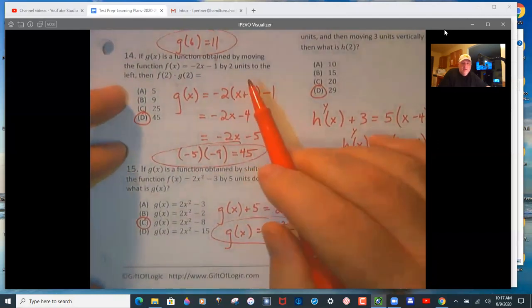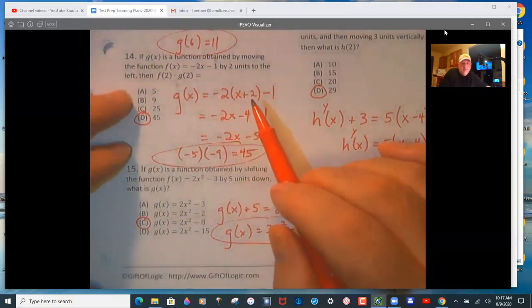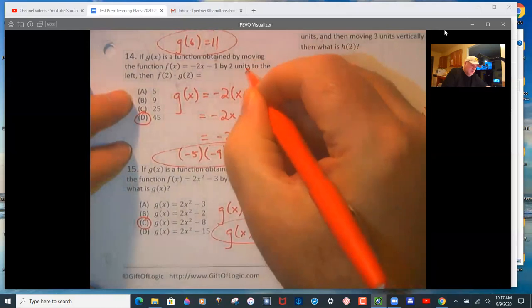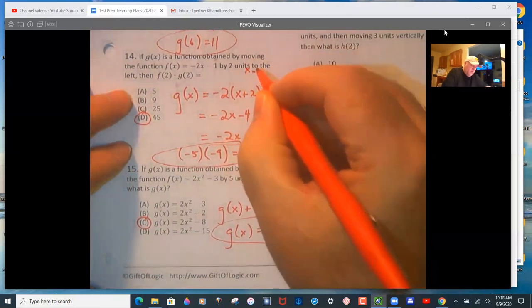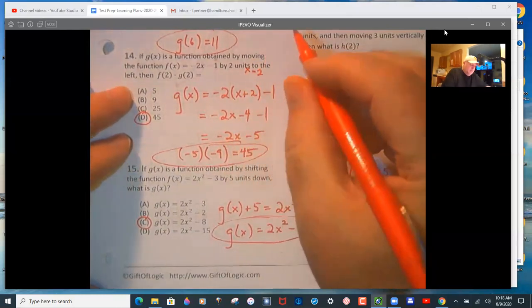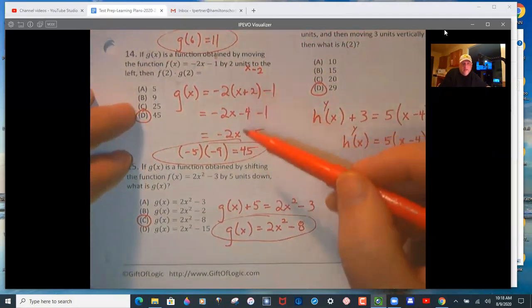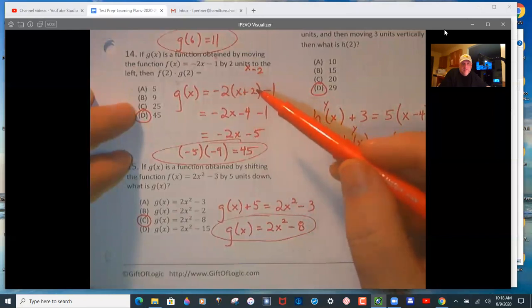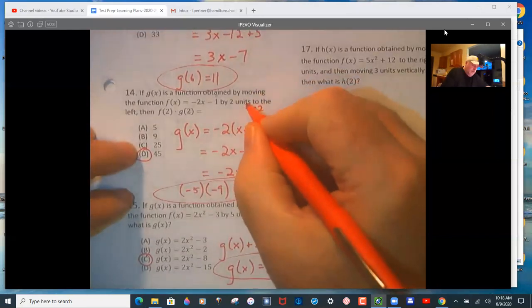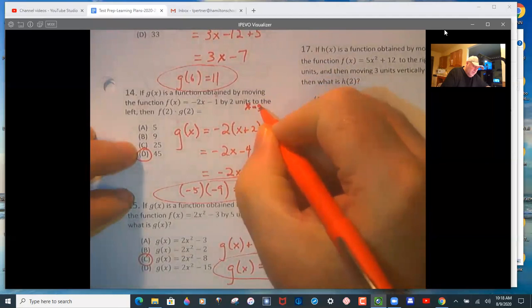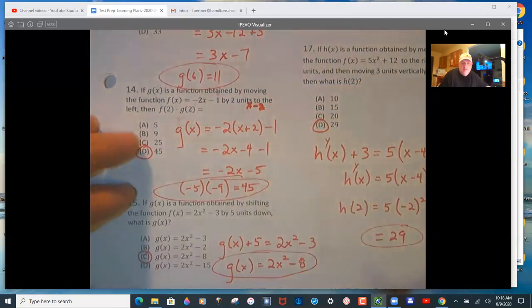Opposite of x plus 4, x minus 4. Okay, 2 units to the left, so x plus 2, so this means x minus 2 here, so you replace x with x plus 2, and that's it. So simplify that, you get negative 2x minus 5. Make sure you distribute the negative 2 through. And again, it's x plus 2 that gets replaced in, because it's x minus 2 that is describing there.